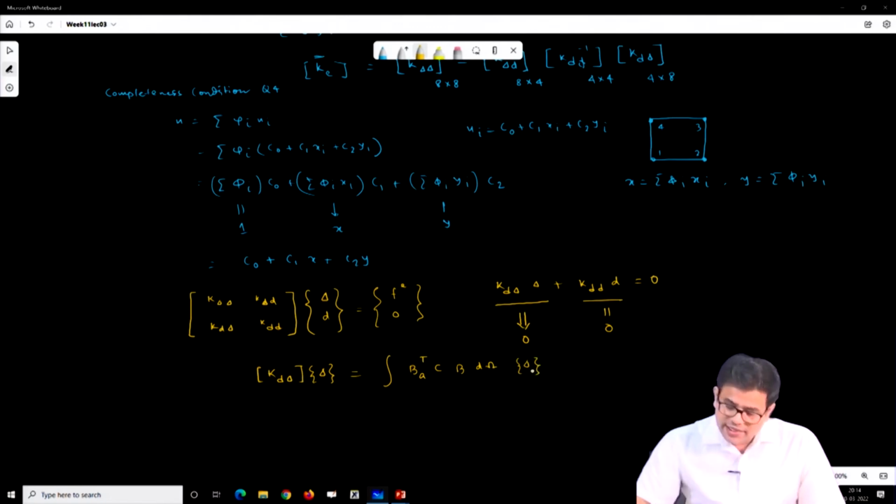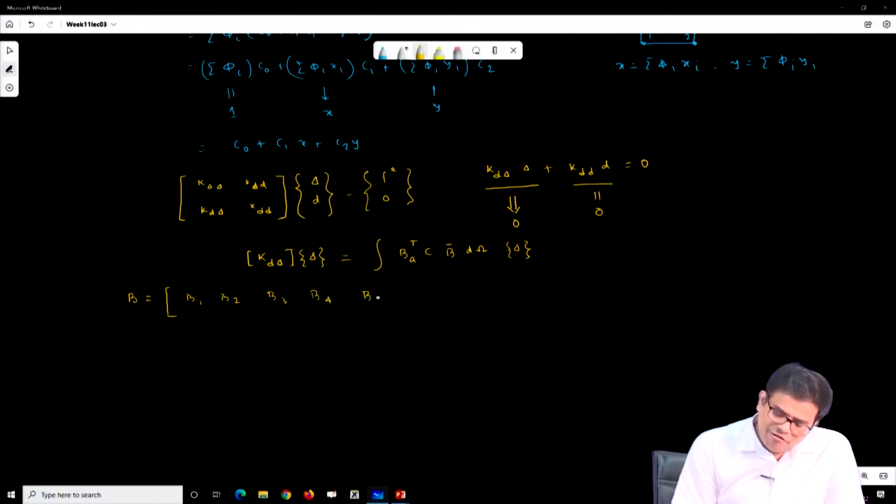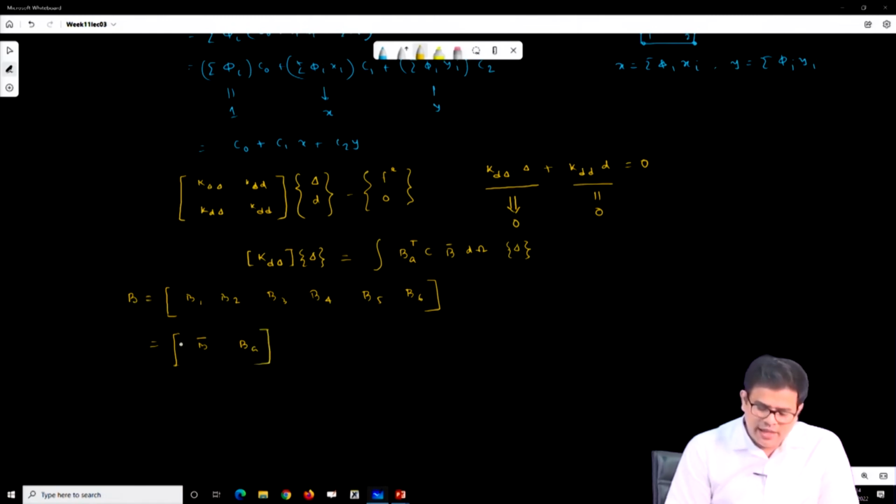Now what I did here is essentially I decomposed the B for the incompatible element, let us say B bar here. Decompose this B as B1, B2, B3, B4 and then B5 and B6. Naturally this is my B bar, which is standard B, and then this I am calling B A.